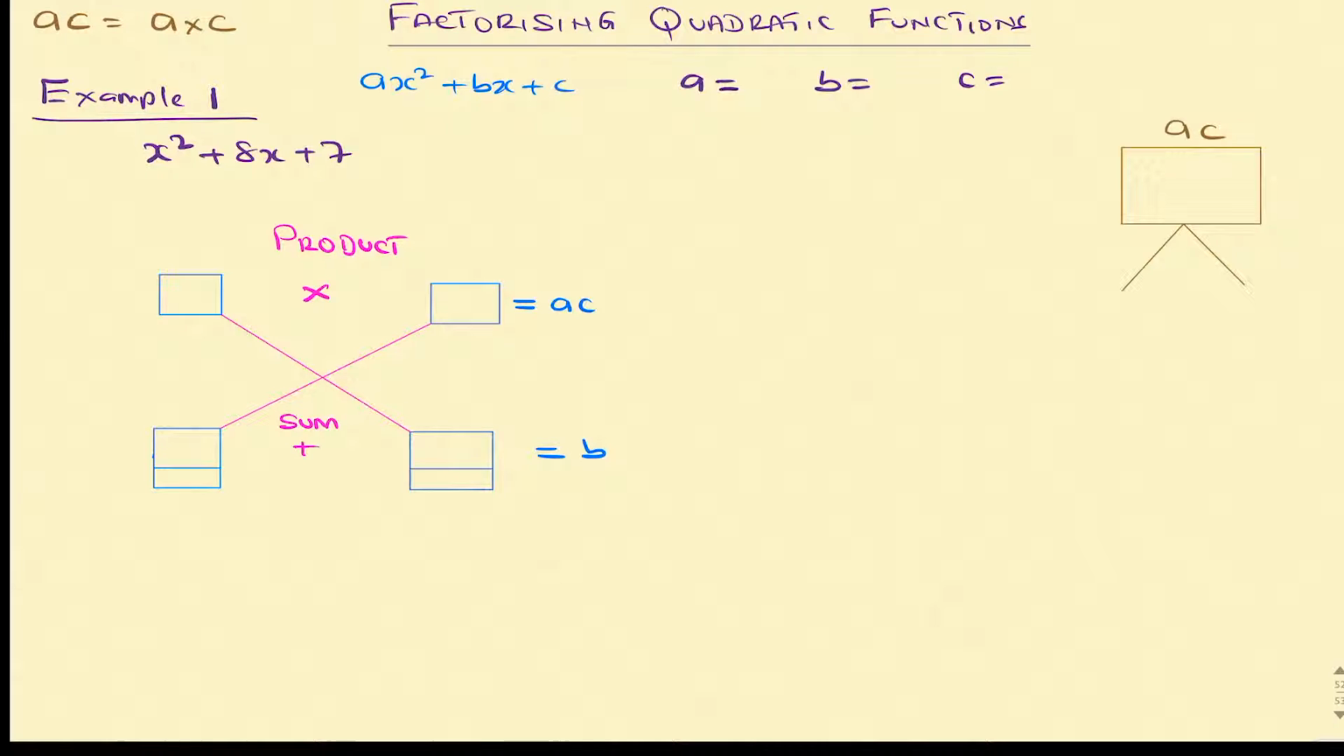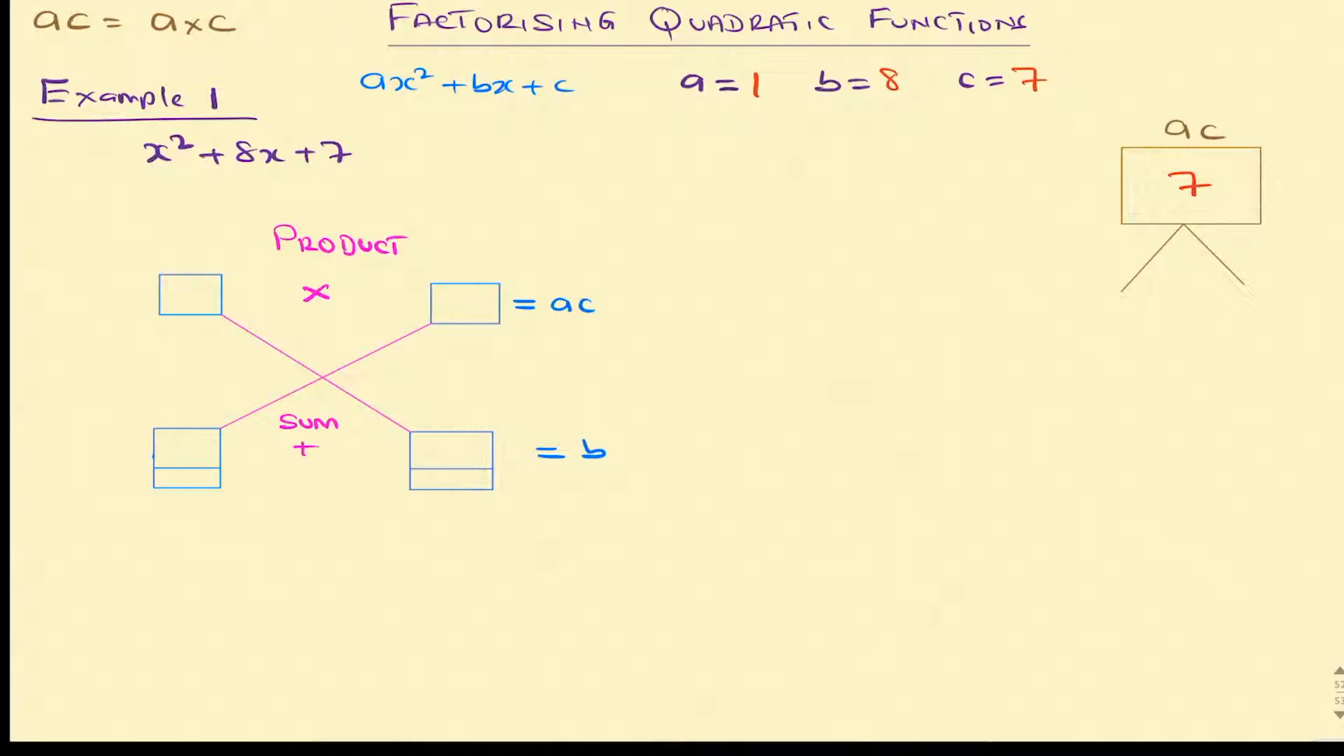So our first example is to factorize x squared plus 8x plus 7. First thing we need to do is to find AC. A is 1, B is 8, and C is 7 from the question. AC means A times C, 1 times 7. 1 times 7 is 7.